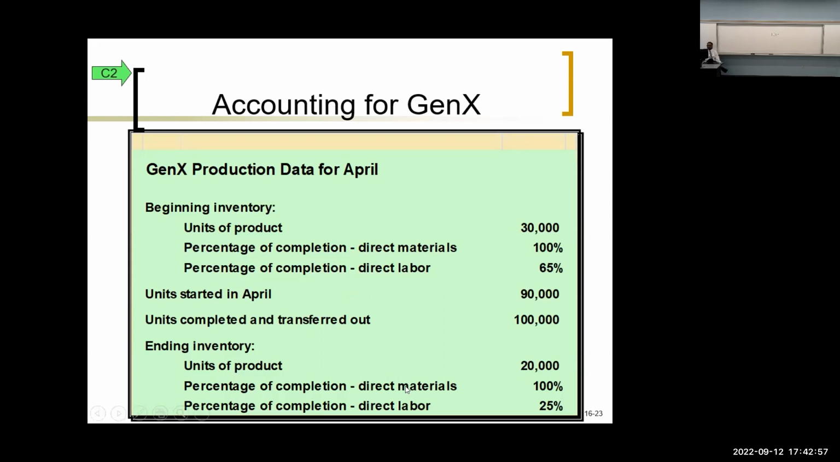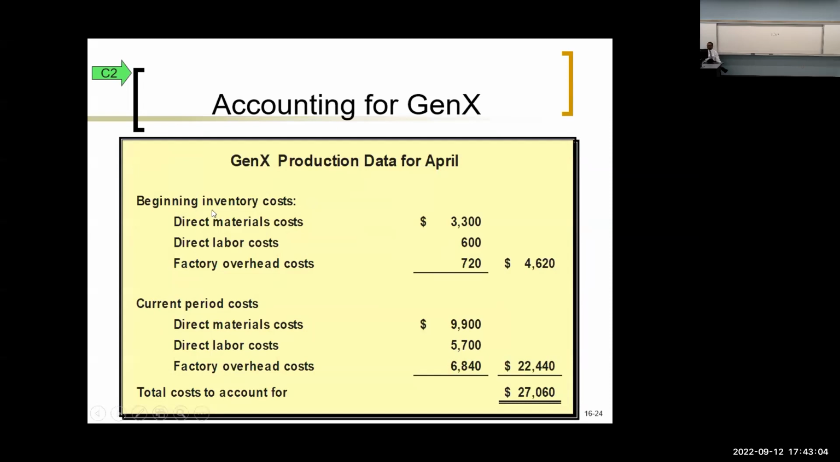Ending inventory is 20,000 units, 100% complete as far as direct materials, 25% complete as far as direct labor. So the beginning inventory cost: the direct material cost is $3,300, direct labor is $600, and $720 is overhead. They're going to give you this data, so nothing's being calculated here. You'd add these together to get the total beginning cost of $4,620. Current period cost: direct materials are $9,900, direct labor is $5,700, and overhead is $6,840, to give you a total cost for the period of $22,440. Add the current period cost to the beginning inventory cost, and you get $27,060.